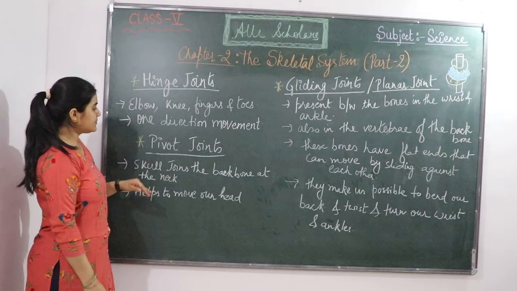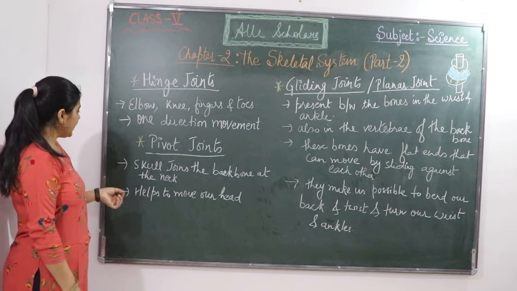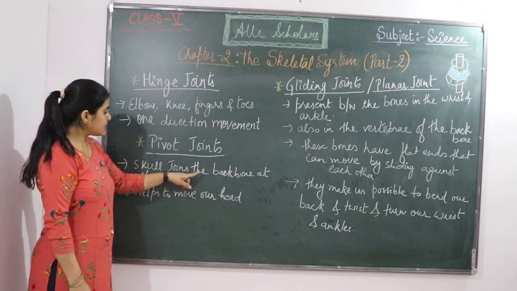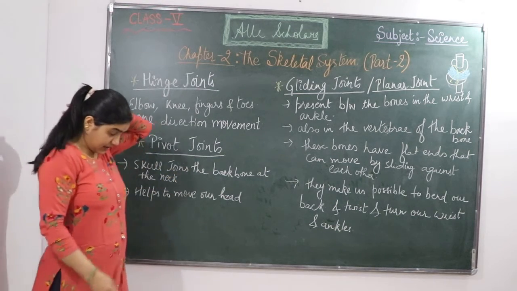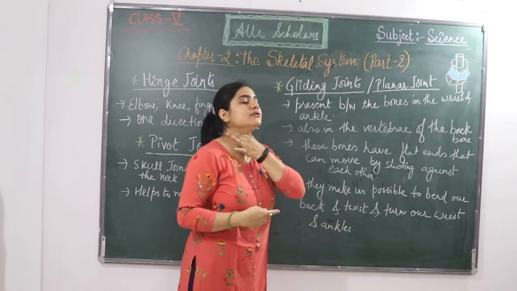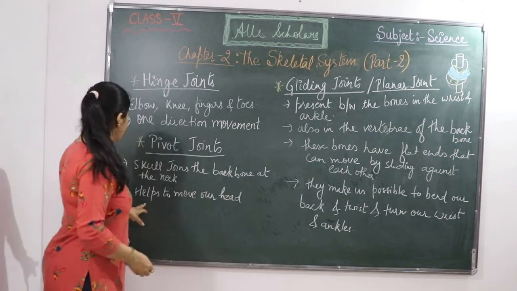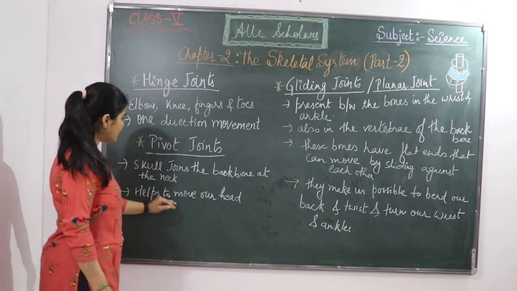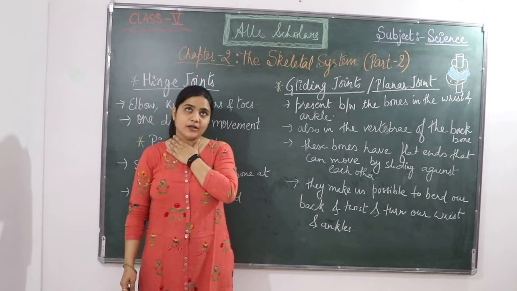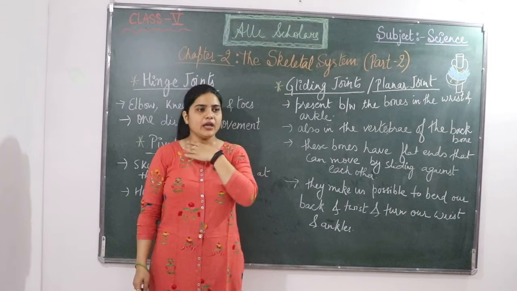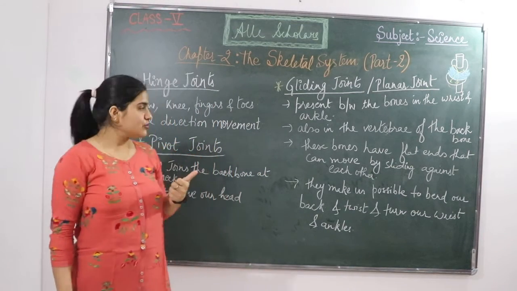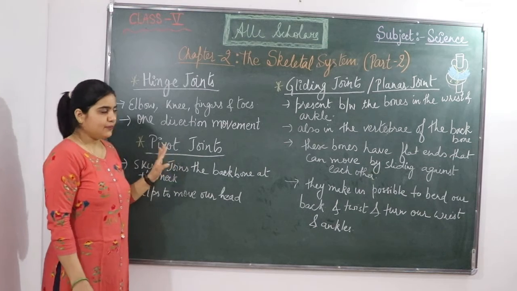Okay. Next come the pivot joints. In the pivot joints, the example is the skull joint. The skull joins the backbone at the neck. Here, this is our skull. It joins the backbone at our neck. Here it joins. Okay. So this helps to move our head. We can move our head backward, downward, sideward. Okay. Up, down, side, anywhere you can move. So it is because of the pivot joint.